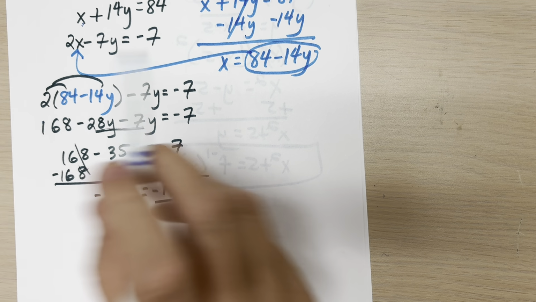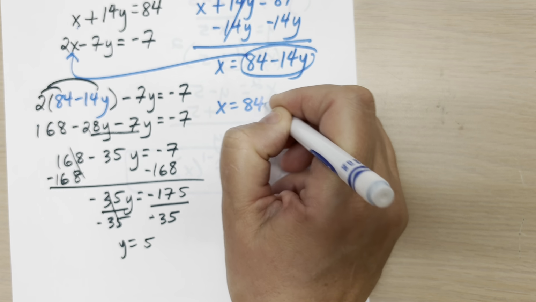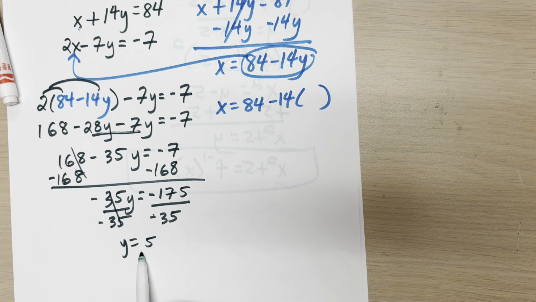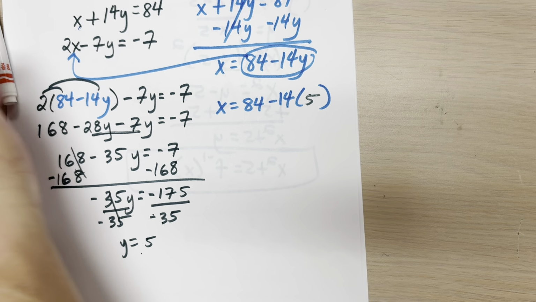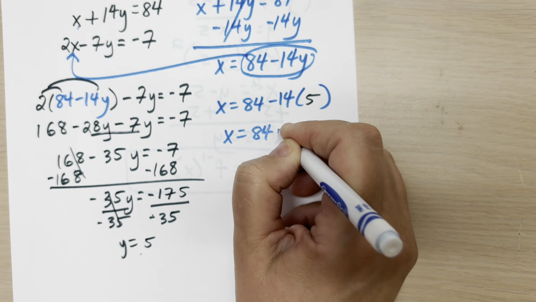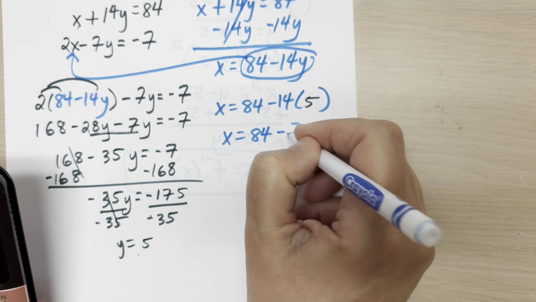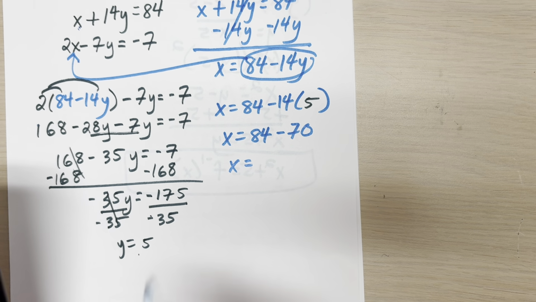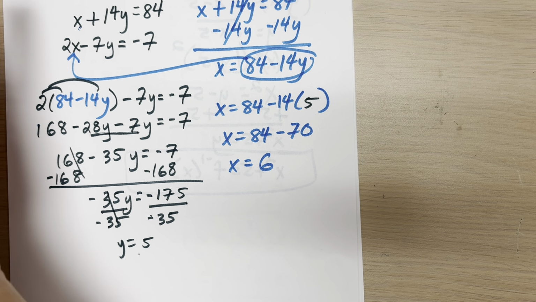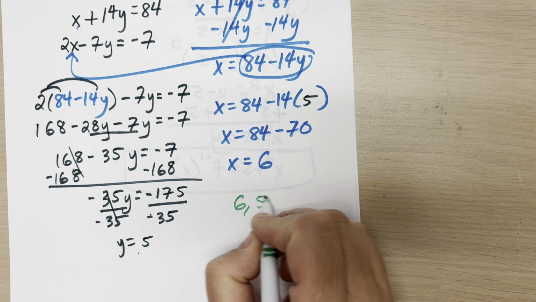Okay. Up here I isolated x. So now I can go ahead and easily throw in the y value 5. Here we go. X equals 84 minus 14 times 5. That's 70. 84 minus 70 is 6. So our final solution will be 6, 5.